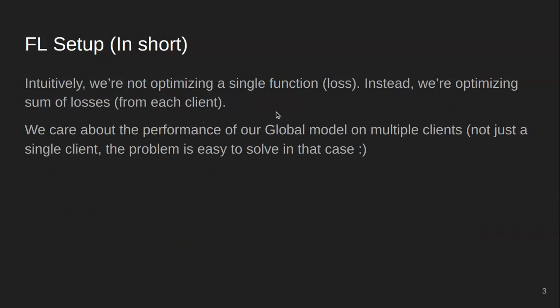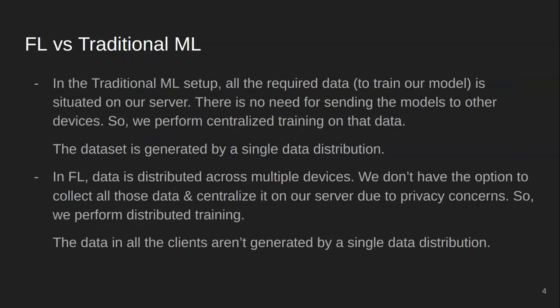Federated Learning, in short: we are not optimizing a single function or single loss. Instead, we are optimizing a sum of losses from each client. We care about the performance of our global model on multiple clients, not just a single client. The problem is easy to solve in the single-client case, which is usually the centralized training setup we might have come across in machine learning.